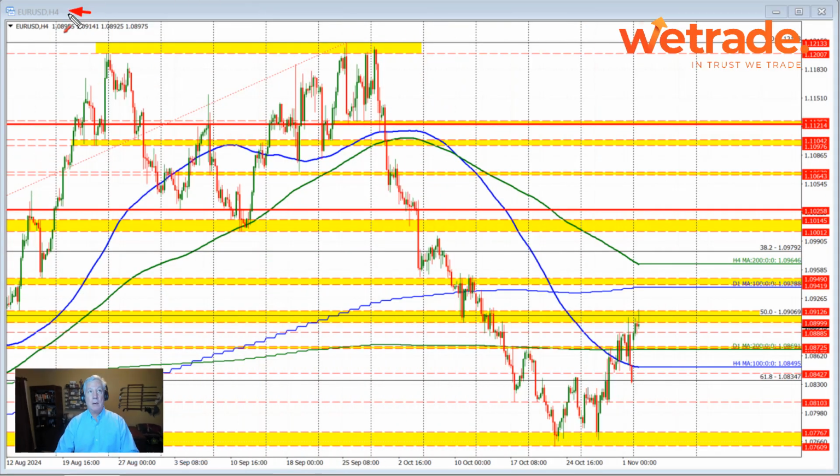Looking at the 4-hour chart, last week I focused on this red box right through here. Well, over the last few weeks, actually, the price did move above that red box in trading last week. We moved up to 1.08885, and then rotated to the downside.